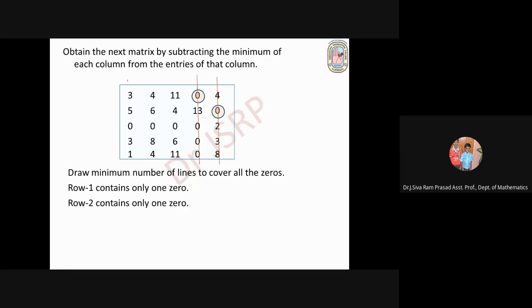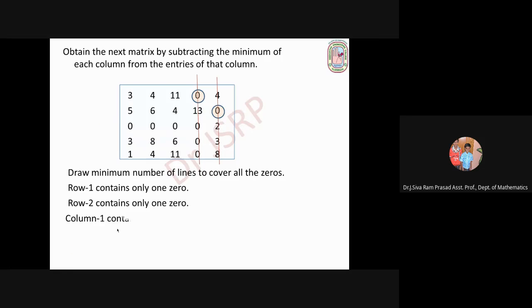Take the first column. Observe the first column. The first column contains only 1 zero. That means the first person is fixed to the third job. That is, the third job is fixed to the first person. So we cross off the third row. Okay. So that is the meaning of this.